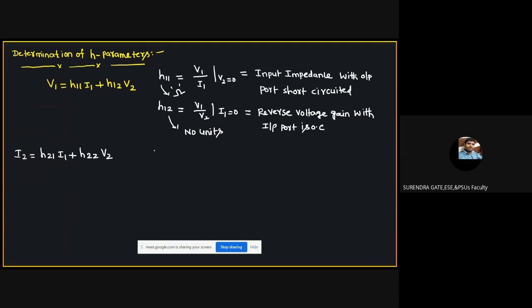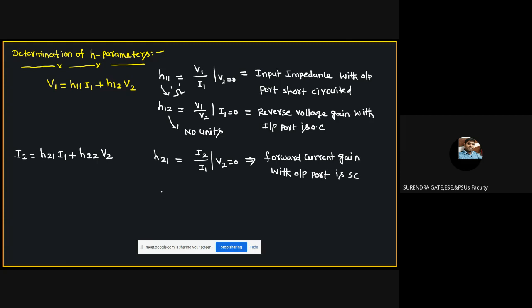Now from this, what is H21, students? H21 equals I2 by I1 with V2 equal to 0. Then what is the name of this parameter? It is the forward current gain or current ratio. This is the forward current gain with the output port short circuited. Understand, students? With the output port short circuited.